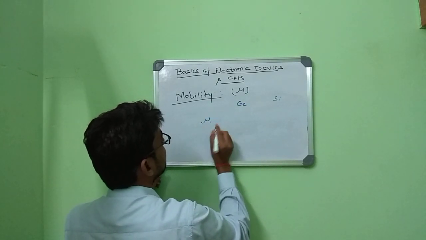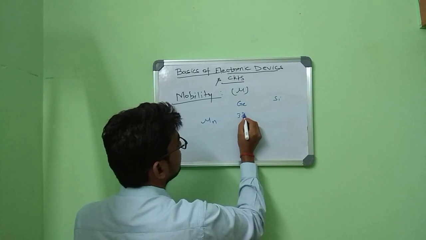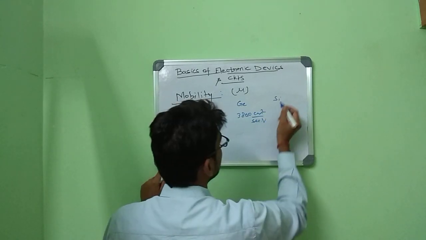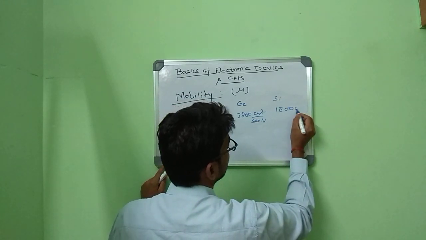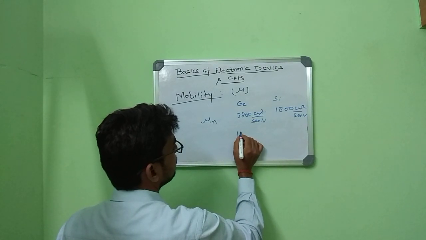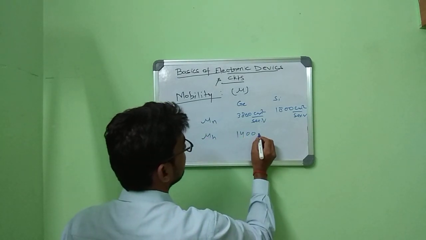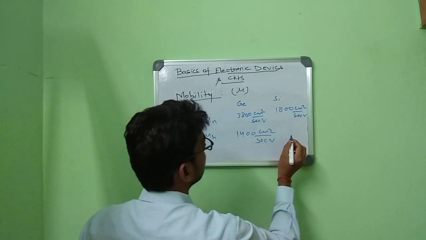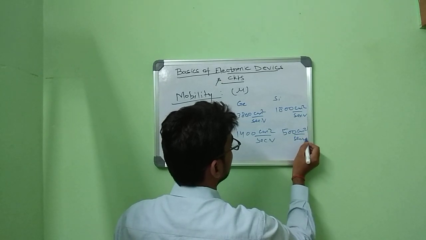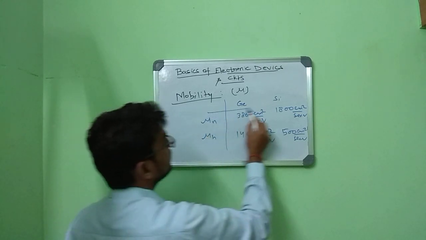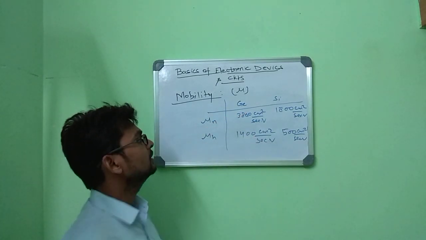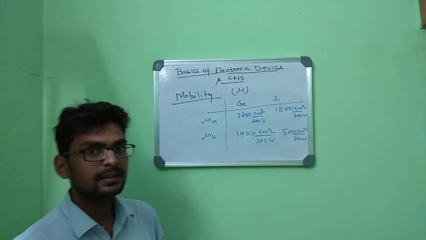Mobility of electrons is 3800 centimeter square per second into volt for germanium, and 1800 for silicon. For holes, it is 1800 for germanium, and approximately 500 for silicon, in centimeter square per second into volt. It depends on the material. In the case of germanium you will find a very high mobility, but you can increase the mobility in silicon also with different methods.